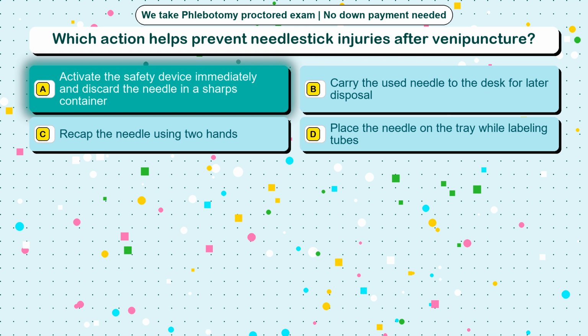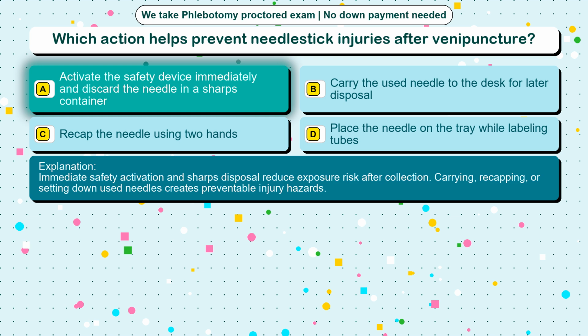The correct answer is option A, activate the safety device immediately and discard the needle in a sharps container. Immediate safety activation and sharps disposal reduce exposure risk after collection. Carrying, recapping, or setting down used needles creates preventable injury hazards.